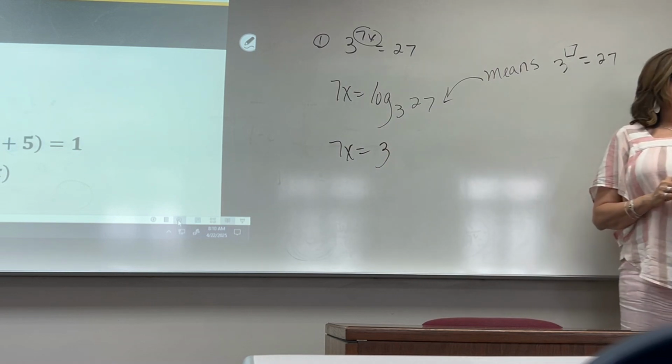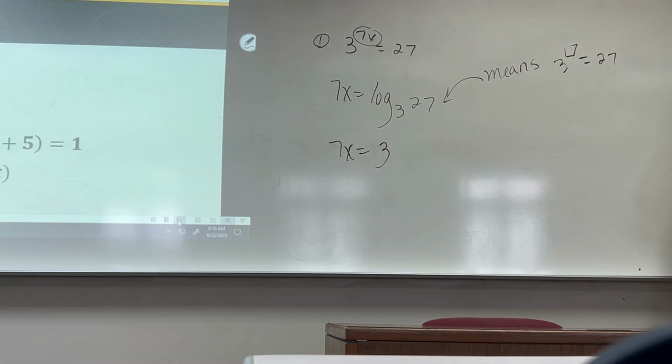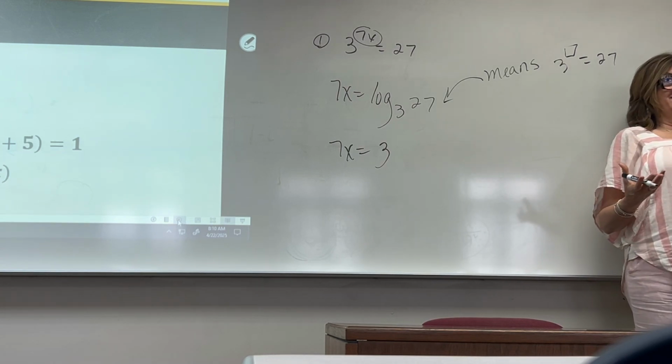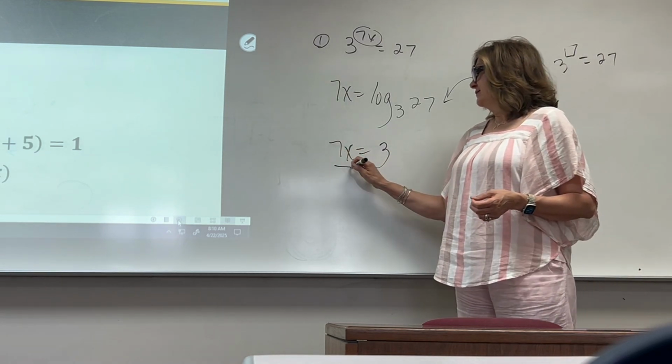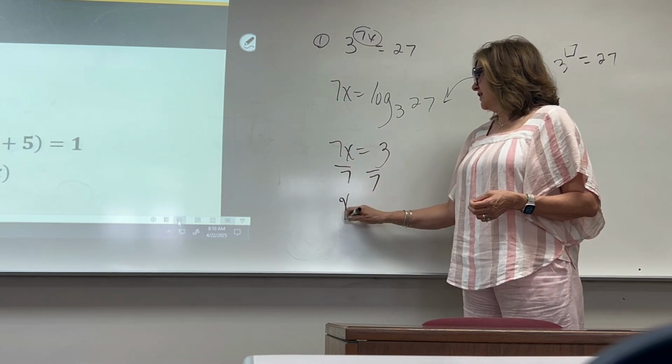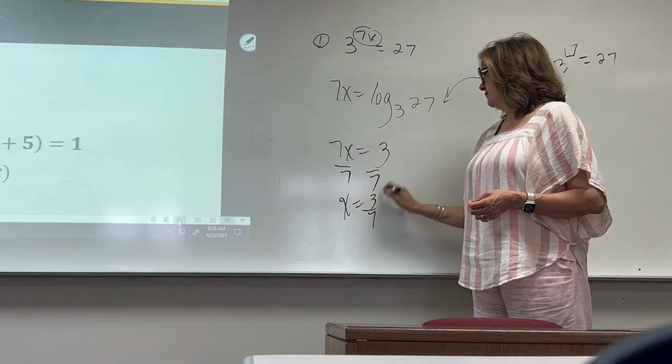And then it's just a regular algebraic equation now, right? Now how to get x by itself. Come on, this is multiplication. So you divide, right? Divide both sides by 7. So the solution is x equals 3 sevenths.